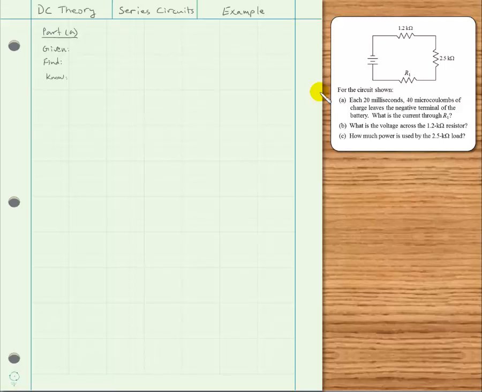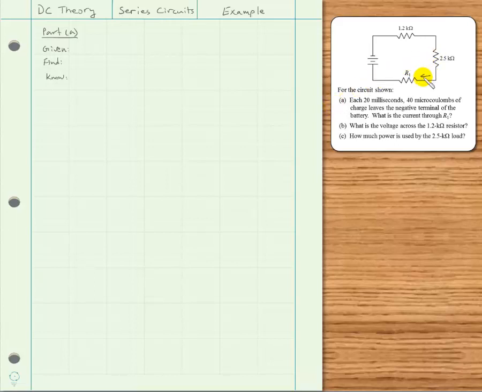Here's an example. We're given this circuit, which we recognize as a series circuit. Then we know that the current in every part of this series circuit is the same, so the current in each of these components is going to be the same. Part A says that for each 20 milliseconds, 40 microcoulombs of charge leaves the negative terminal of the battery. What is the current through resistor R1?